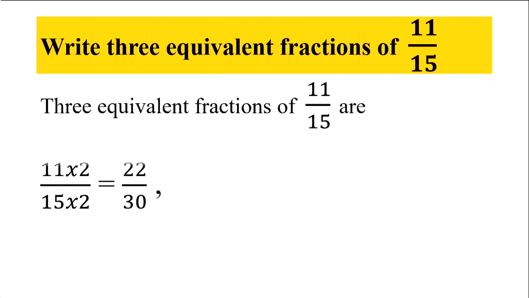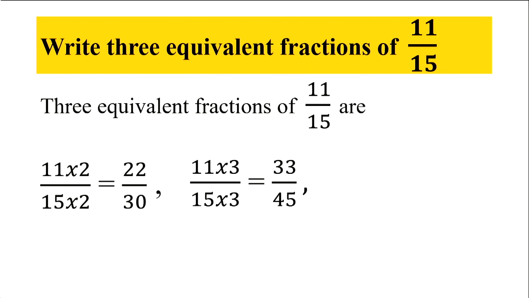Now, let us write another 3 equivalent fractions for 11 by 15. What to do? Yes, my dear student, you are correct. We have to multiply the same value for the numerator and denominator. I am taking 2 to multiply numerator and denominator. 11 2s are 22, 15 2s are 30. Then what next? Yes, we multiply by 3. 11 3s are 33, 15 3s are 45.